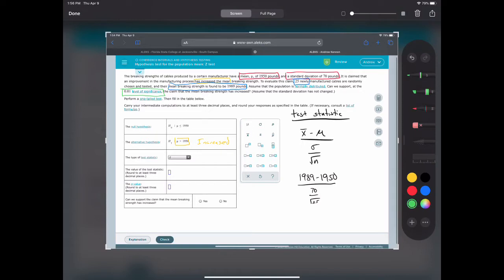1989 minus 1950 is 39. The square root of 25 is 5, so 70 divided by 5 is 14. And 39 divided by 14 is where we can use a calculator. I will show you how to put that all into the calculator, and we also need to find the p-value using the calculator. So let me jump over to the calculator.